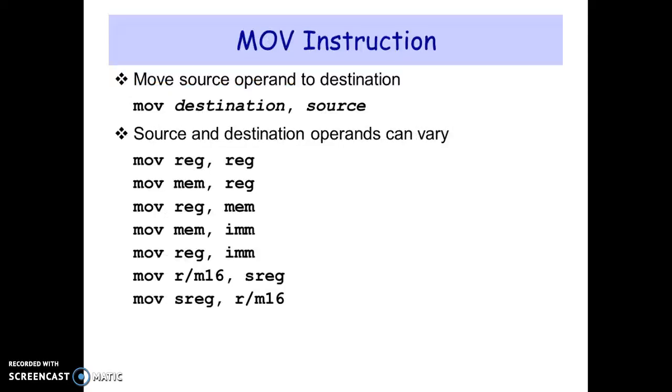This is a move instruction example. Here the syntax of the move instruction is move destination register, source register. The operand may be a destination or source register value, memory content, or a constant value.